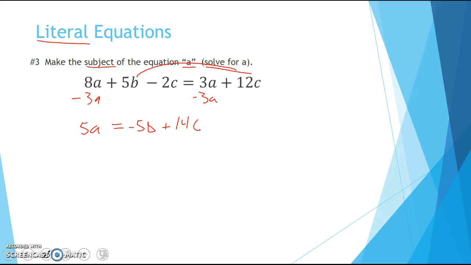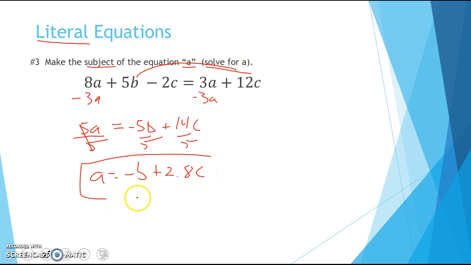And then when I divide everything by 5, I would have a equals negative b plus 14 over 5. I could leave that as a mixed number, but I'm going to write that as 2.8c. And this would be my equation with the subject being a.